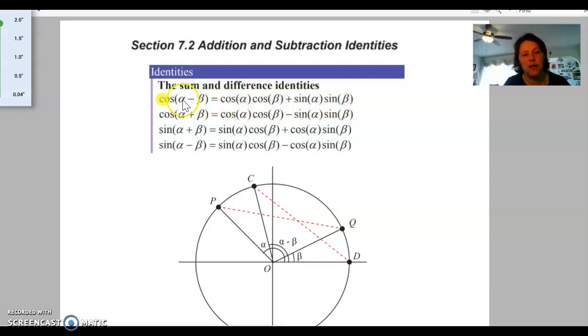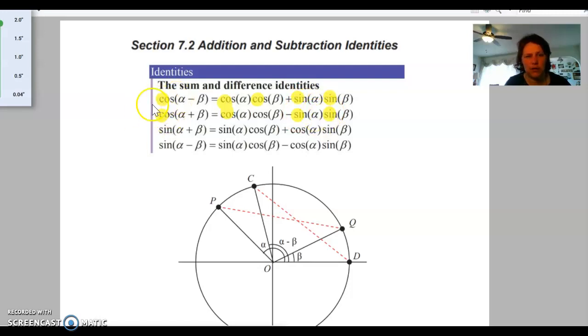So we have cosine of alpha minus beta equals cosine alpha cosine beta plus sine alpha sine beta. What I want you to notice about cosine is that it's very organized. It's cosine, cosine, cosine, sine, sine. So cosine equals cosine, cosine, sine, sine. That's true for both of them. So the basic layout of the cosine is the same.